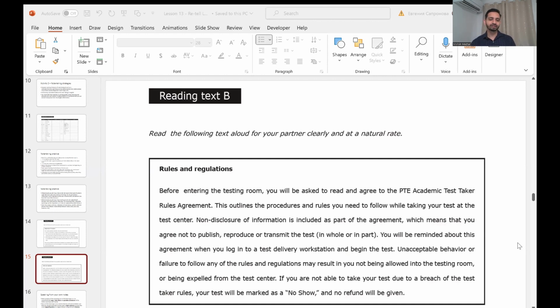Unacceptable behavior or failure to follow any of the rules and regulations may result in you not being allowed into the testing room or being expelled from the test center. If you're not able to take your test due to a breach of the test taker rules, your test will be marked as a no-show and no refund will be given.